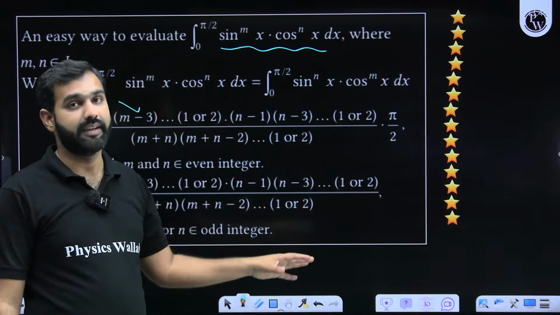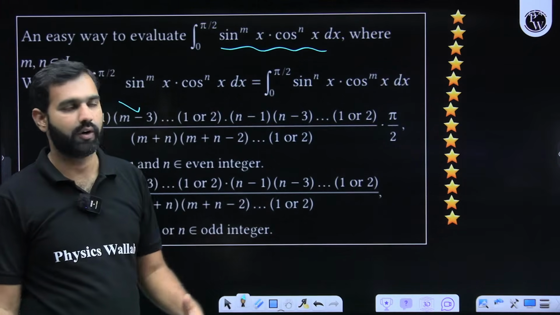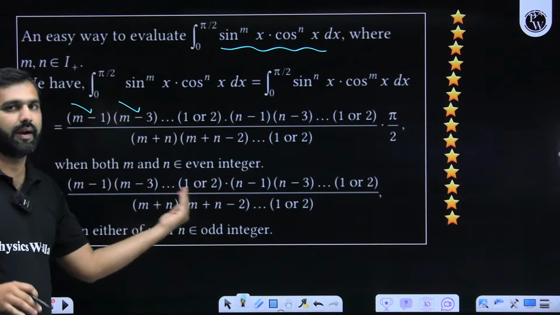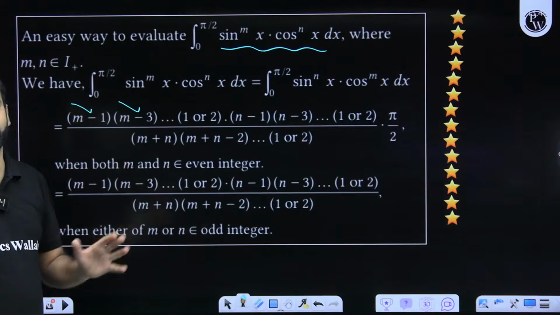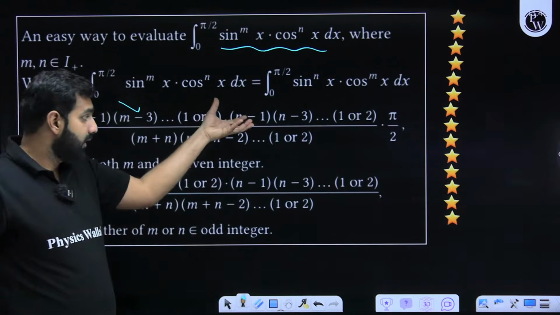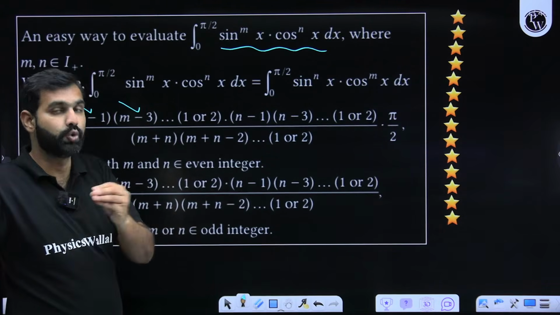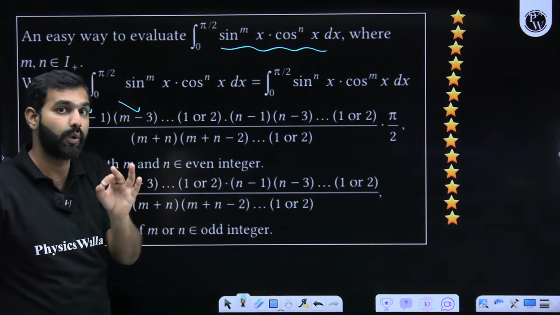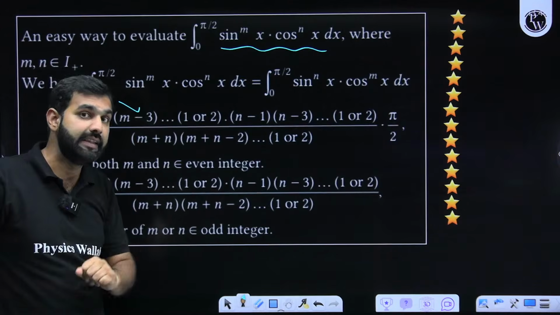If that is not the case, if one of them is even or both are odd, in that case just don't introduce that pi by 2. Keep the remaining part the same. That will be the answer. Even if it may look a little difficult, just practice 2 to 3 questions and you will get the idea. The moment you see a question like this in the real examination hall, you can solve it within 10 seconds. Please keep this with you.